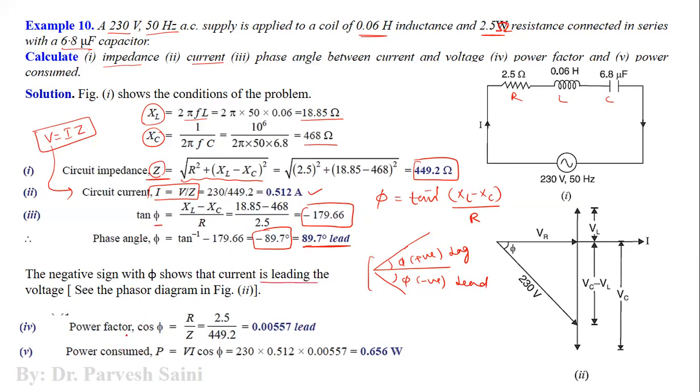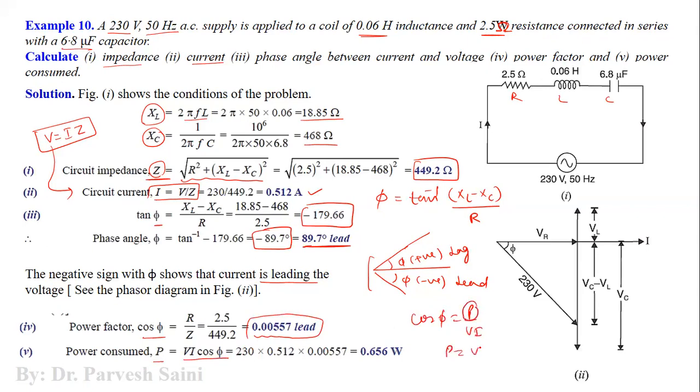Now the power factor can be obtained by simply R by Z. Either we can use R by Z or we can use cosine of phi basically. So power factor is 0.00557 leading, right? And the power consumed is VI cos phi, because we know that cos phi is equal to P by VI, where P is the power consumed.